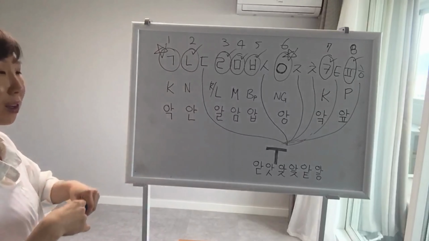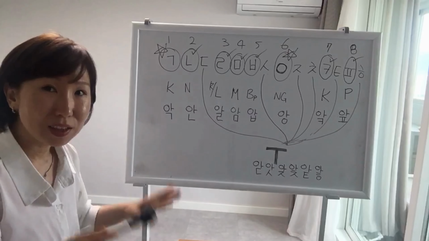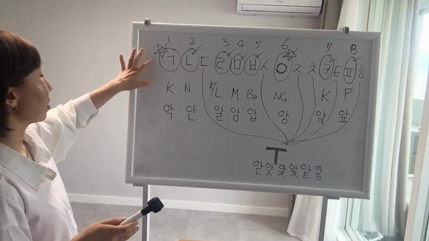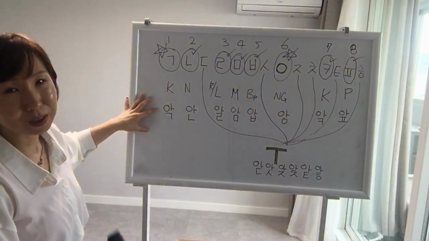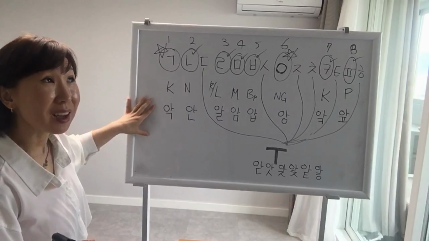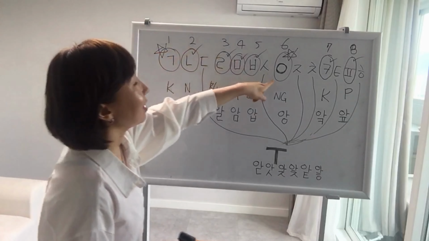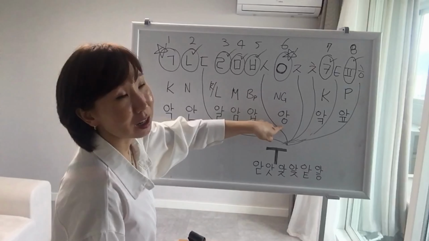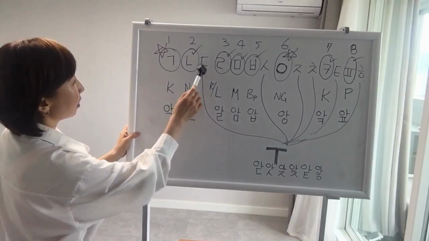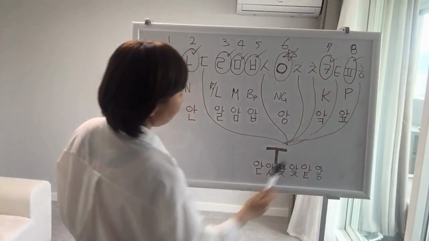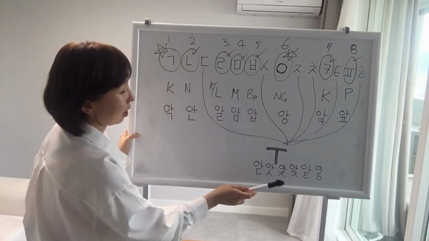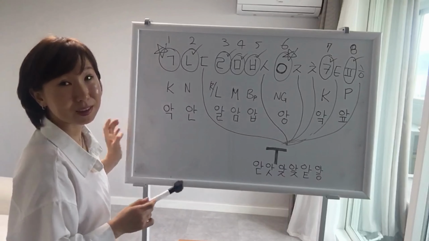So actually, it's not that crazy. There's just 2 things that sort of change. The first one, the giyeok changes to K, but you could get by with G, ag, yeah, ag. And then the ieung becomes NG, ang. Okay, and then the rest, they are all with T sound on the bottom.